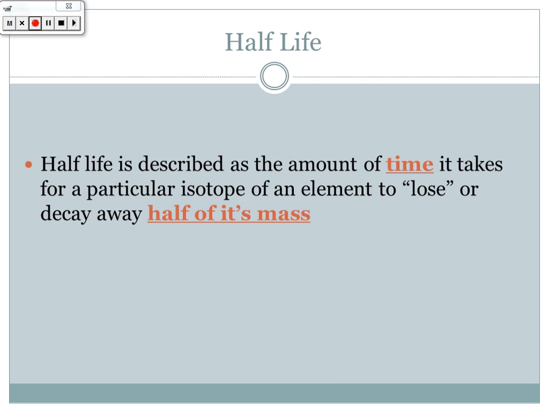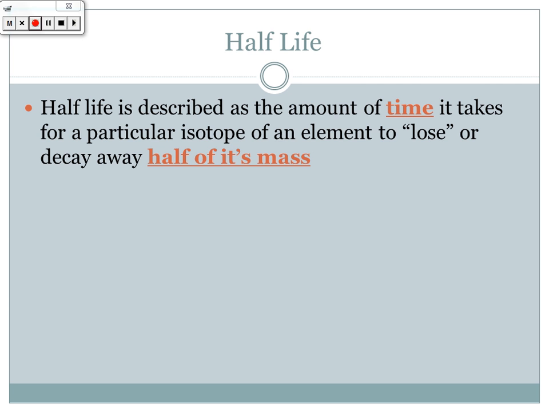Now, the half-life is described as the amount of time it takes for a particular isotope of an element to lose or decay away half of its mass. All right, so if I start with 10 grams of unobtainium, okay, fake element, and its half-life is 2 minutes, after 2 minutes, I'll only have 5 grams. After 4 minutes, I'll have 2.5 grams, and so on and so on, where I lose half of its mass through each half-life.